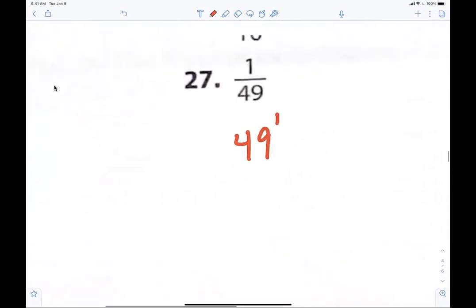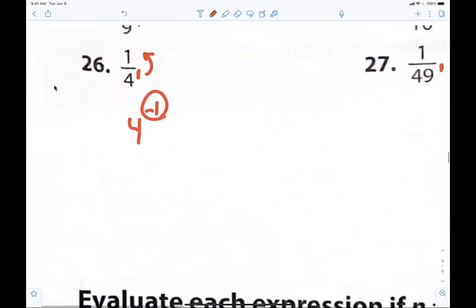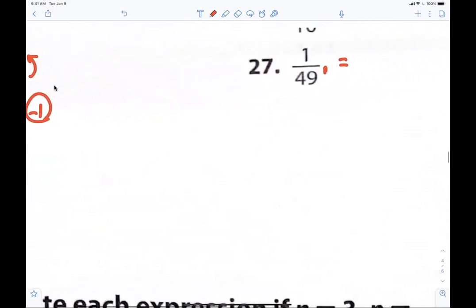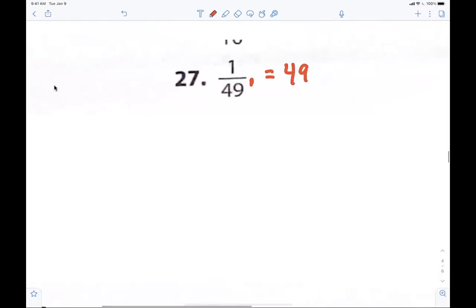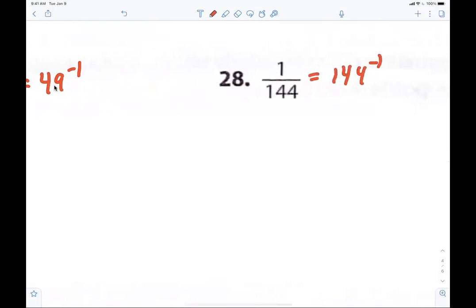This is the same as 1 over 49 to the first. So what is that the same as? No. What did you do to this one? Right, so 1/4 is the same as 4 to the negative 1. Yes. 49 to the negative 1. Now you're going to do 28. What is that? Yes, sir. 144 to the negative 1. You with me now, right? So anytime you're moving something, you just change the sign.